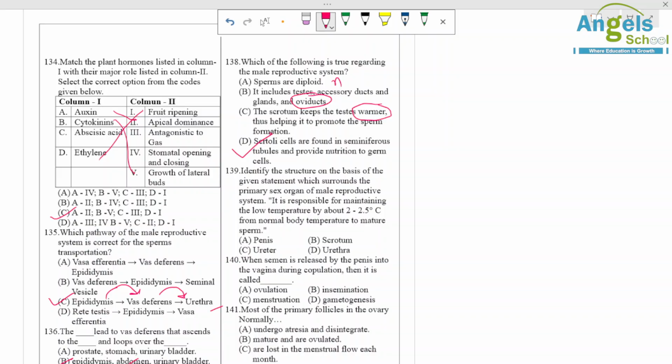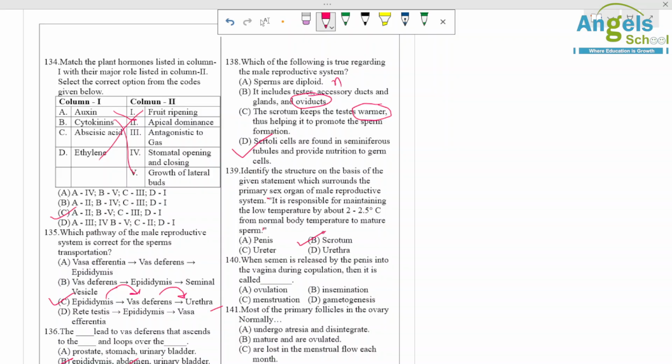139. Identify the structure on the basis of the given statement which surrounds the primary sex organ of the male reproductive system. It's responsible to maintain a low temperature, about 2 to 2.5 degrees lower than normal body temperature, to mature the sperm cells. Okay, so whose function is this? It is the scrotum's. The penis will not do it, the ureter will not, the urethra will not either. So scrotum is the right answer, B.